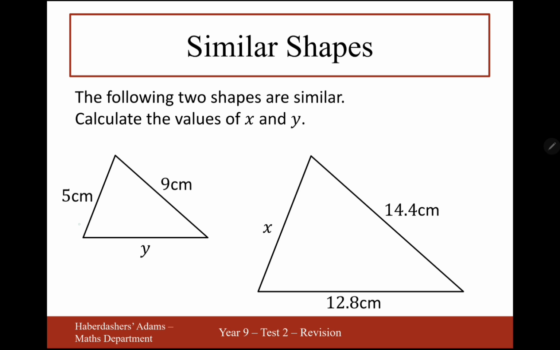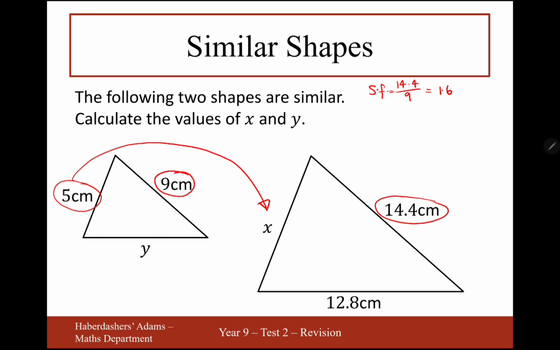Okay, so the first thing we need to do is spot which two corresponding sides we can use. I can't use the top left one, can't use the bottom one, so we'll have to use this 9 centimeters and this 14.4. As always, to work out the scale factor, you do the bigger side divided by the smaller side. So that's 14.4 divided by 9, which is 1.6. So our scale factor here is 1.6. So in this question, to work out x, we're going to take 5 and multiply it by 1.6. So x equals 5 times 1.6, which gives us 8. So x is 8 centimeters.